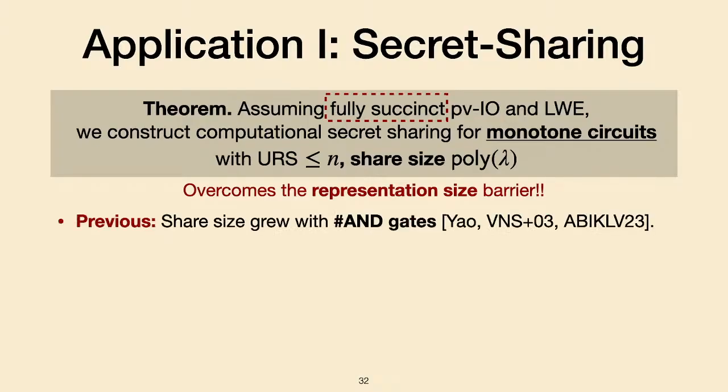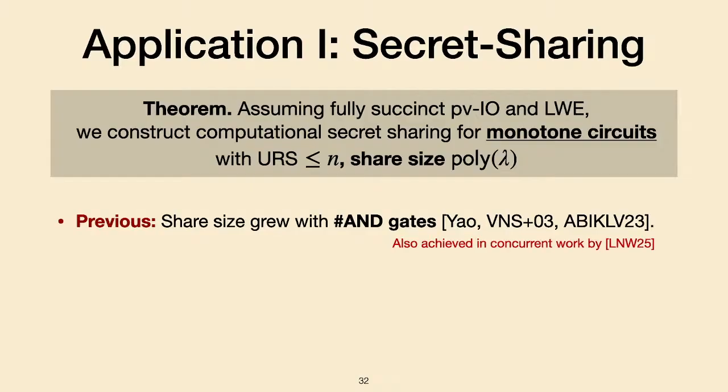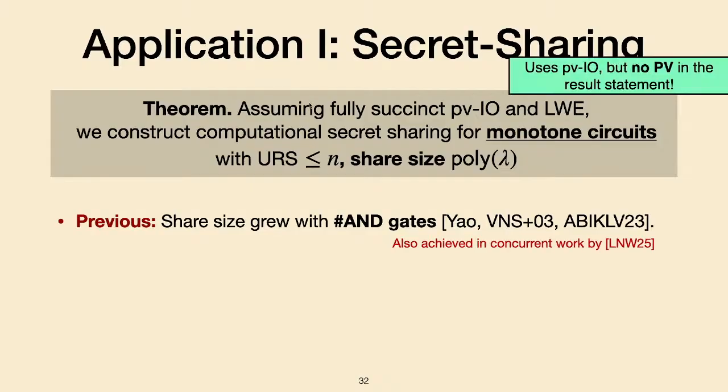Previously, the share size grew with some parameter on the number of gates in this monotone circuit. And I would like to say, yeah, this was also concurrently achieved by work by George, Shafiq, and Brent from IO and injective PRGs, I think. So the assumptions are slightly better. But yeah, our constructions are completely different, which I thought was pretty interesting.